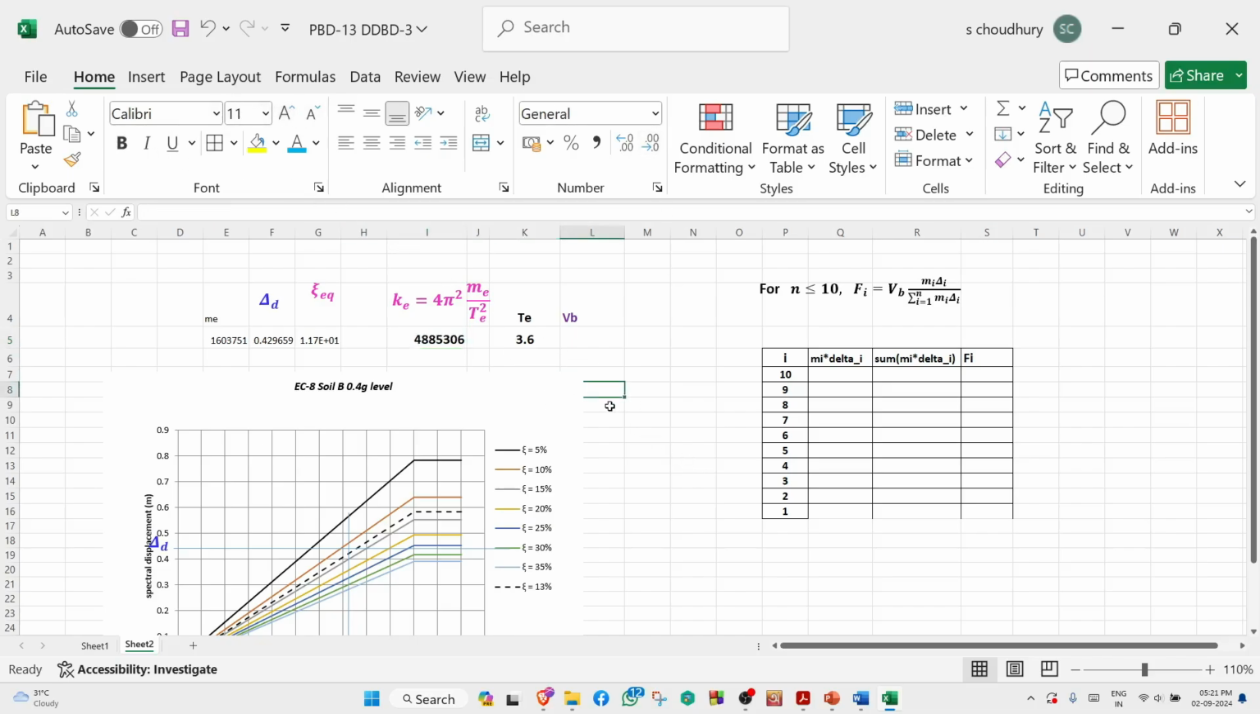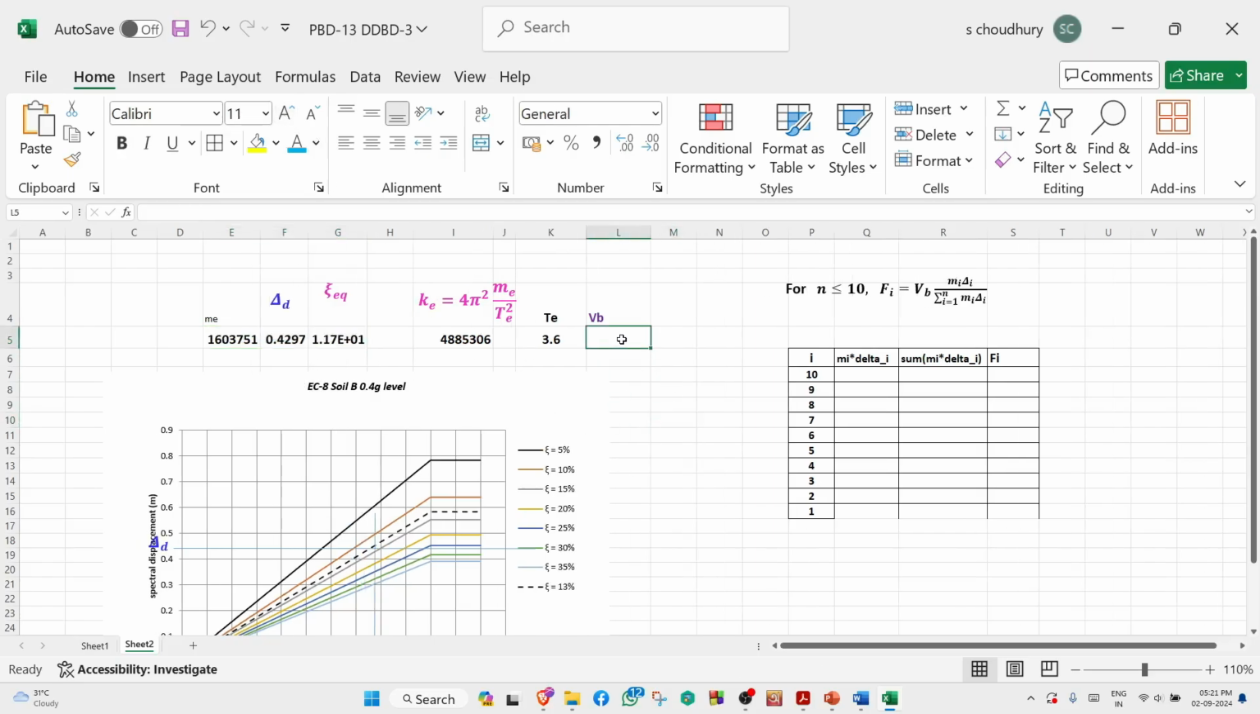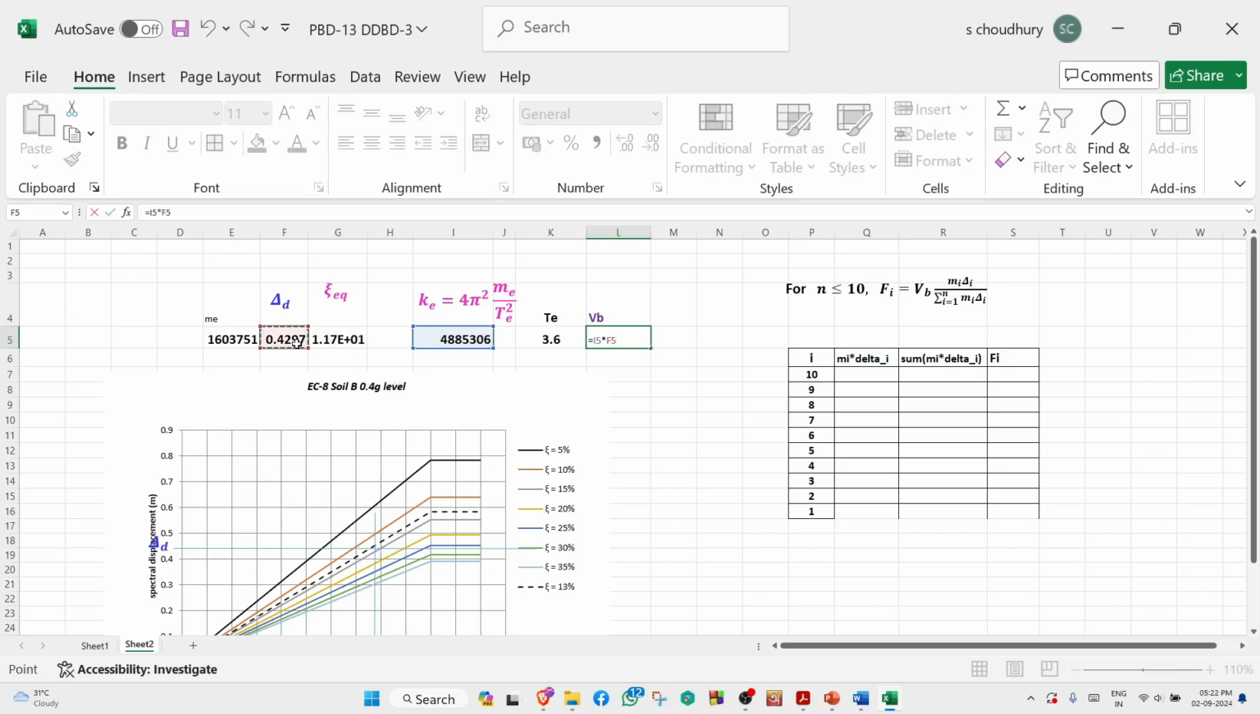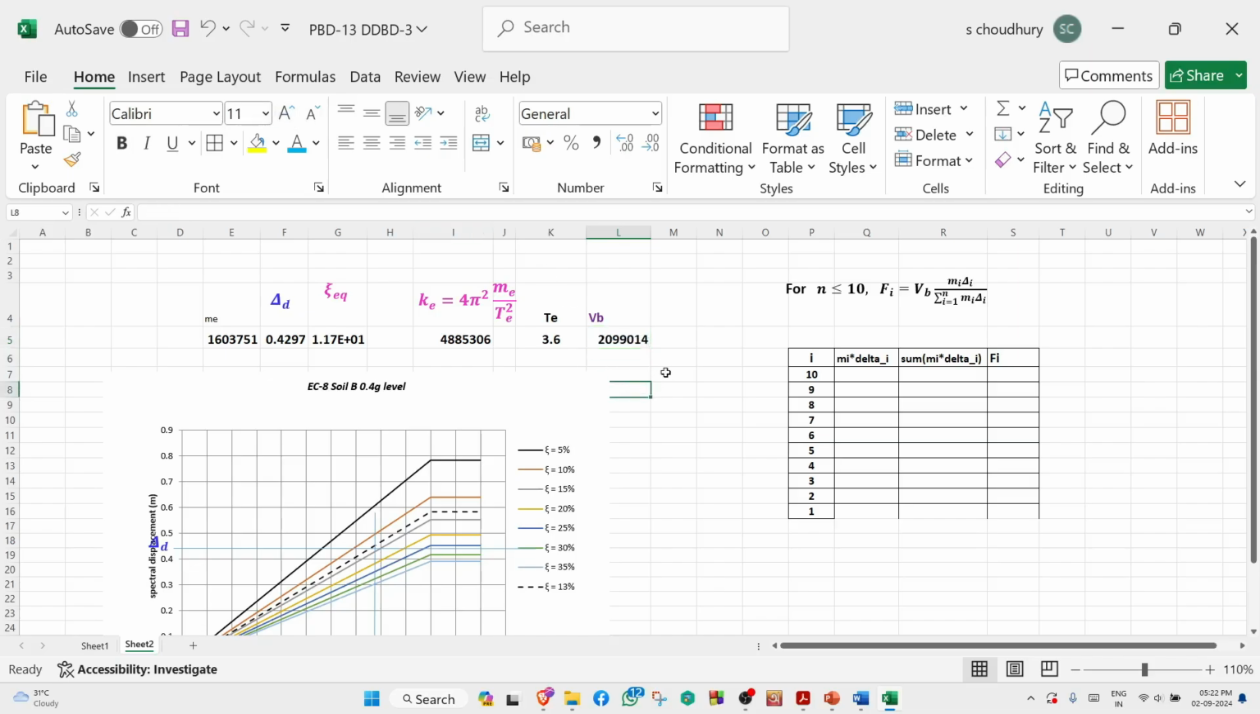I think visible nicely. Now we calculate BB. BB equal to, you remember what is BB? BB equal to Ke into delta D. So we calculate BB here equal to Ke star delta D here. So this much kilonewton. So this is your BB value. So the base shear we have now computed. For this base shear you have to design the building.